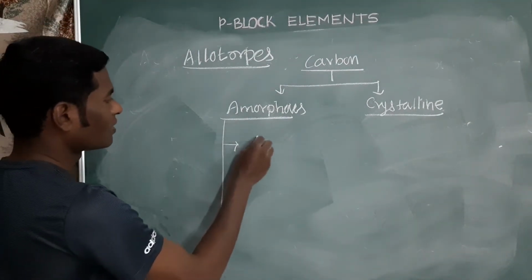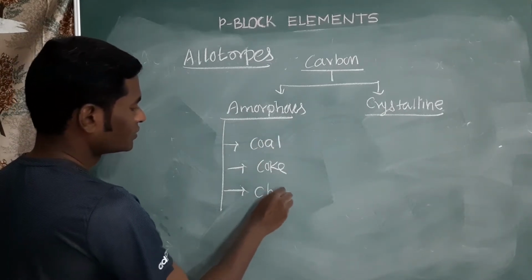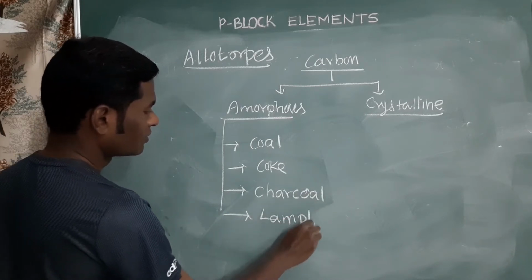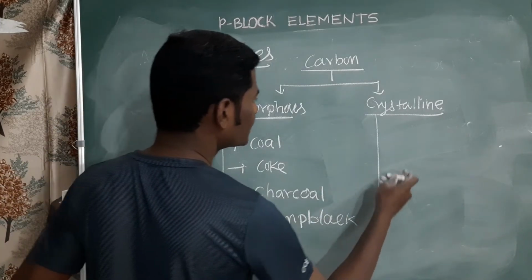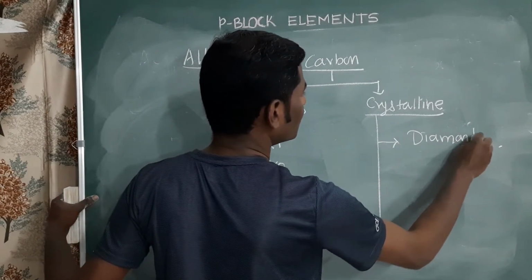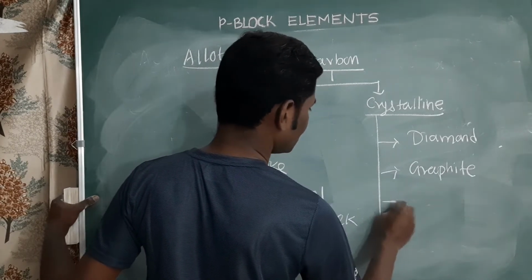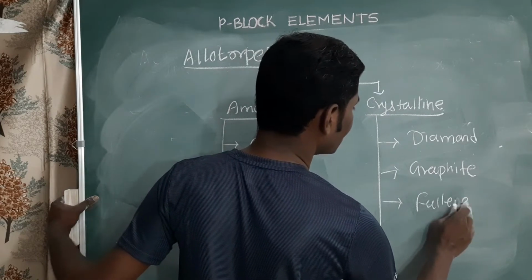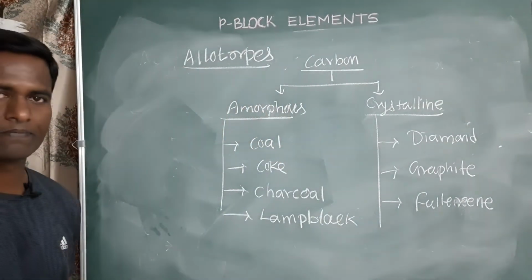Examples of amorphous forms of carbon: coal, coke, charcoal, lamp black. These are the amorphous forms of carbon. Crystalline forms of carbon: diamond, graphite and fullerene, because they have regular arrangements of atoms in the crystal lattice. That is why they are called crystalline forms of carbon.